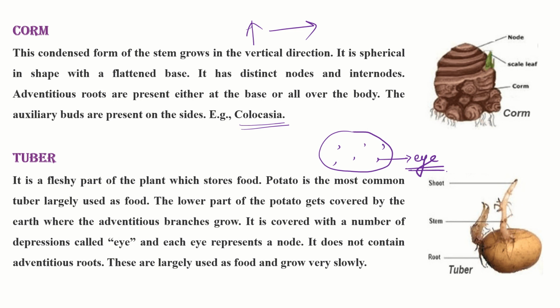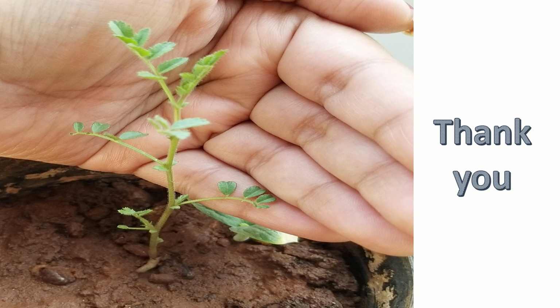And each eye represents a node. Please note this. What are the eye? These are not for seeing anything. Each eye represents a node. It does not contain adventitious roots. These are largely used as food and they grow very slowly. Alright. So this is how we come to an end of our discussion.